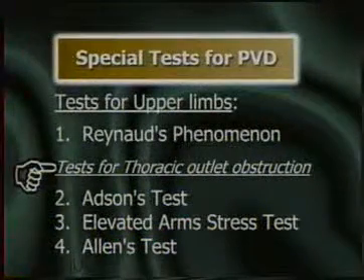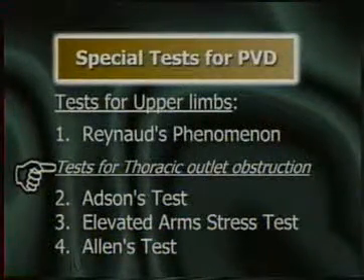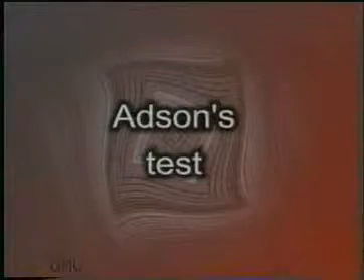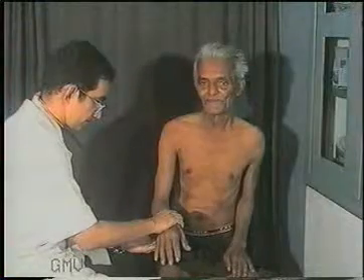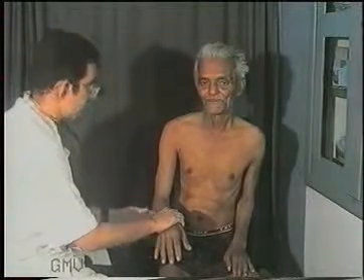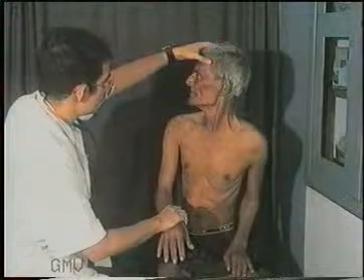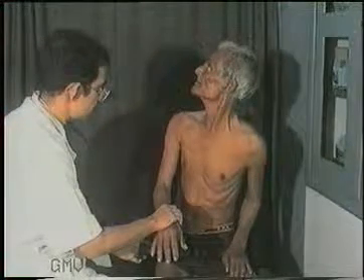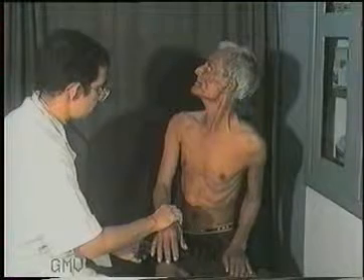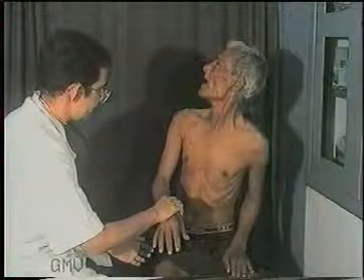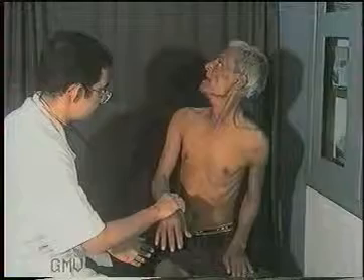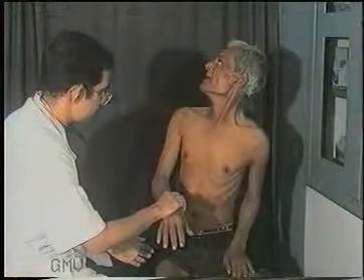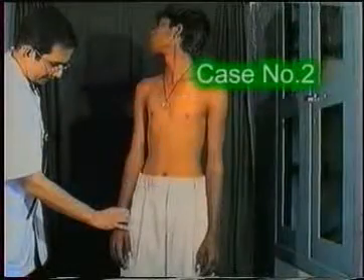Then perform the tests for thoracic outlet syndrome. Adson's test. With the patient sitting on a stool, feel the radial pulse of the affected hand. Ask the patient to turn the face as much as possible towards the affected side. Ask him to take a deep breath. If the pulse becomes feeble or is obliterated, then the Adson's test is positive.